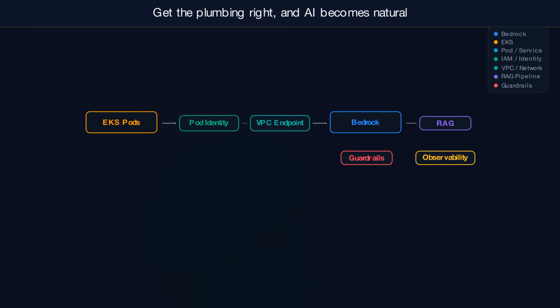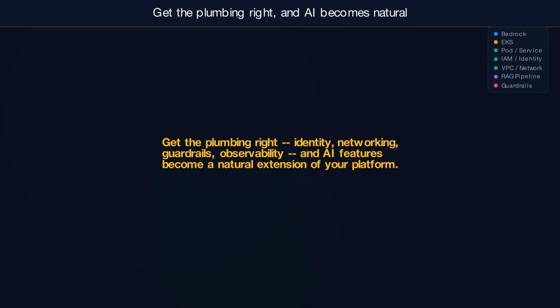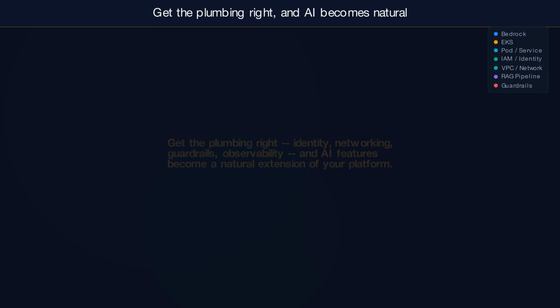Observability covers 5 dimensions: application, model, retrieval, infrastructure, and security. And cost control comes from smart model selection, prompt caching, batch processing, and aggressive context trimming. The key takeaway? GenAI on Kubernetes is not just about calling an API. It is about building the secure, observable, cost-efficient architecture around it. Get the plumbing right: identity, networking, guardrails, observability, and the AI features become a natural extension of your microservices platform.